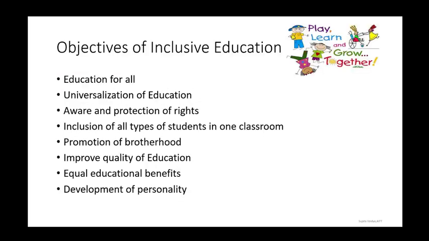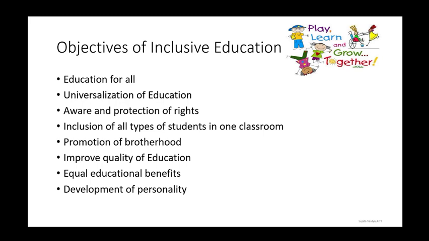There are some objectives of inclusive education. Inclusive education is meant for all types of students, so we can achieve the aim of education for all. As we are including all types of students, that is special, normal, from different social, economic, and cultural backgrounds, ultimately we are trying to achieve the aim of universalization of education. Also, in our constitution, different provisions are given. Education is a fundamental right, so we are making them aware and giving them their right. Inclusion of all types of students in one classroom, as we discussed earlier.